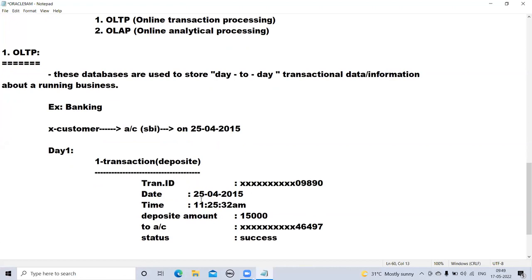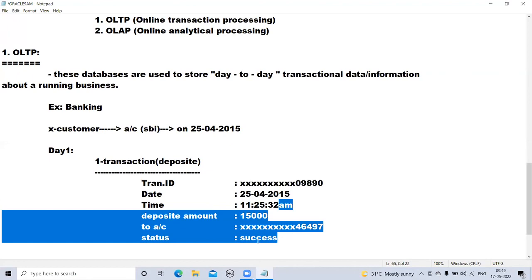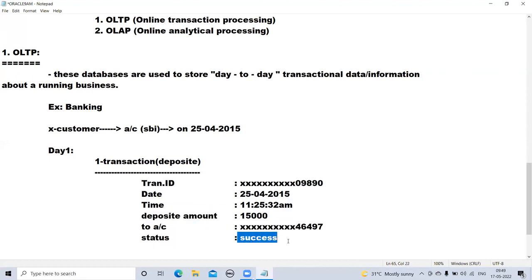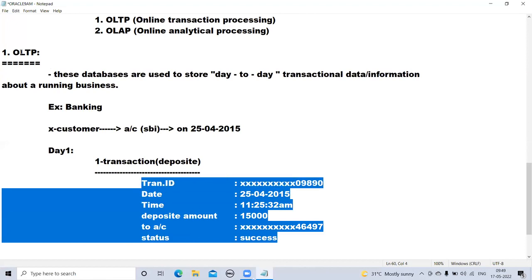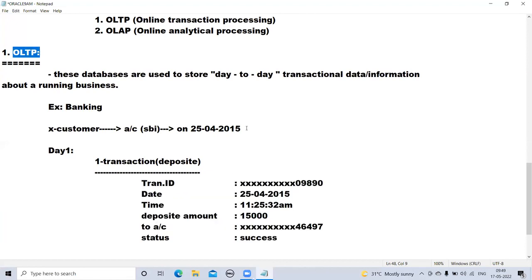Once your transaction is performed here, this information is generated. Whatever information is generated here will be saved under OLTP databases. Understand my point now? After the transaction, success or fail, whatever information is generated from your transaction will be saved under the OLTP database.